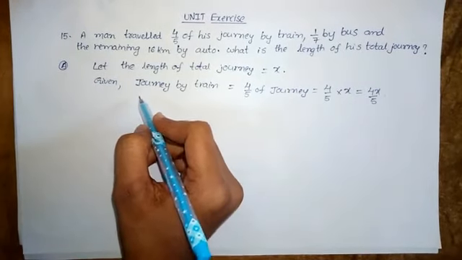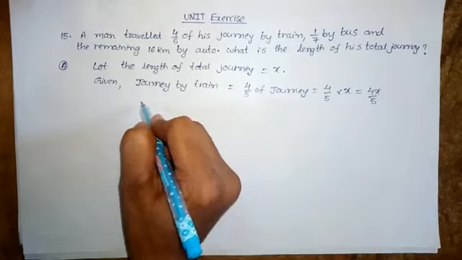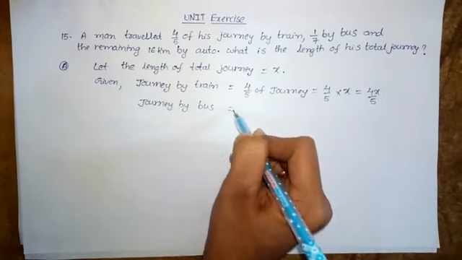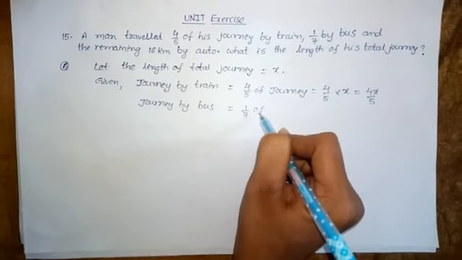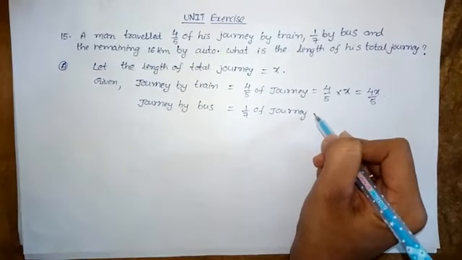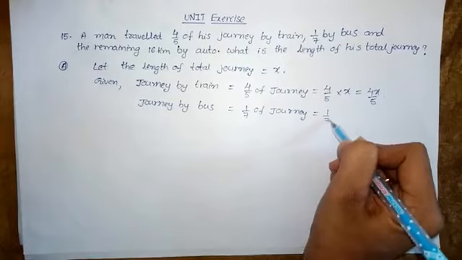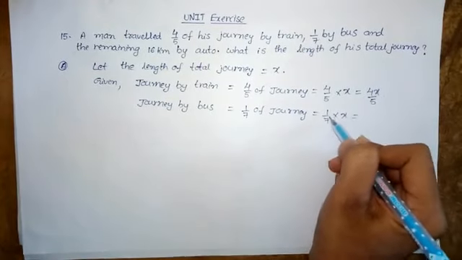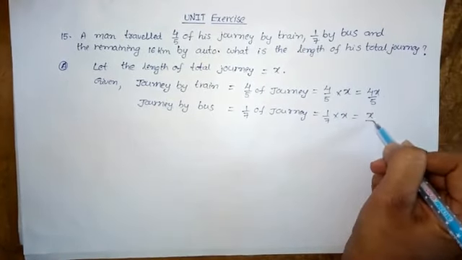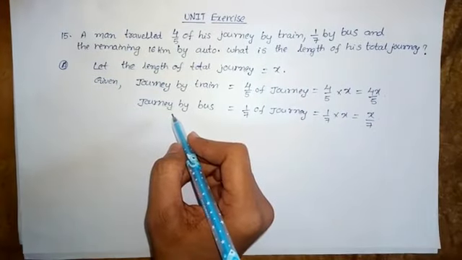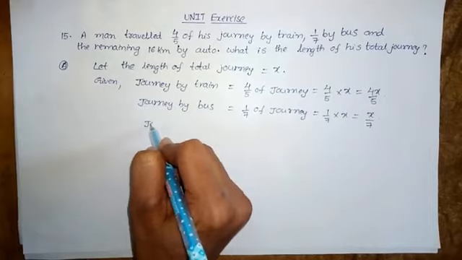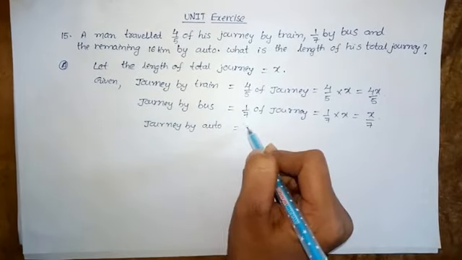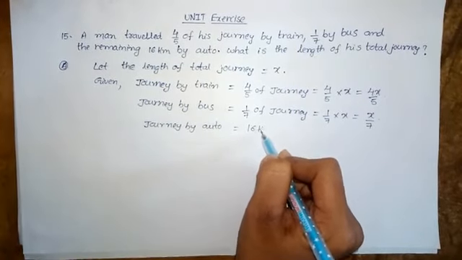Next, the journey by bus is equal to 1 by 7 of the journey. It is equal to 1 by 7 into x, which is 1 into x equal to x by 7. So the remaining journey is by auto. So the journey by auto is equal to 16 kilometers.